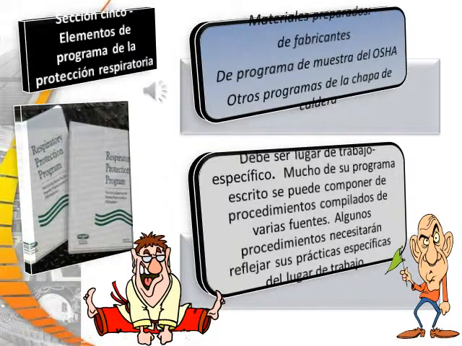Respiratory protection program elements. Prepared materials from manufacturers, from the OSHA sample program, and other boilerplate sources must be workplace specific. Much of your written program can be composed of compiled procedures from several sources. Some procedures will need to reflect your specific workplace practices.